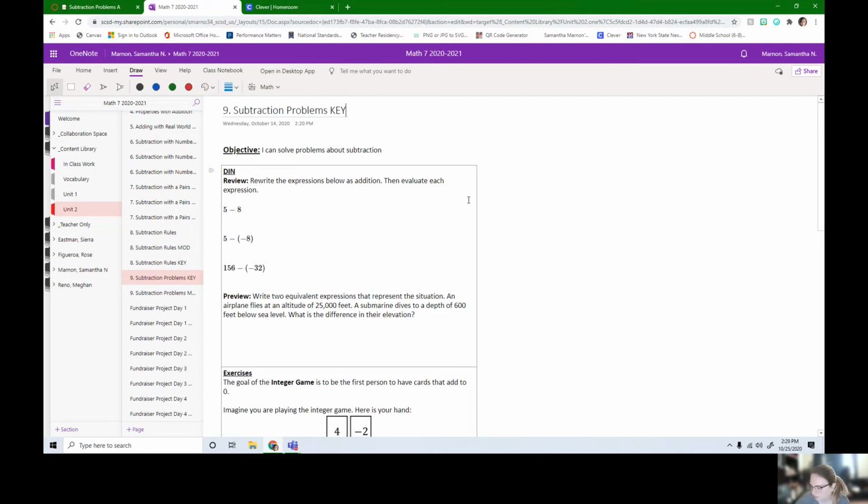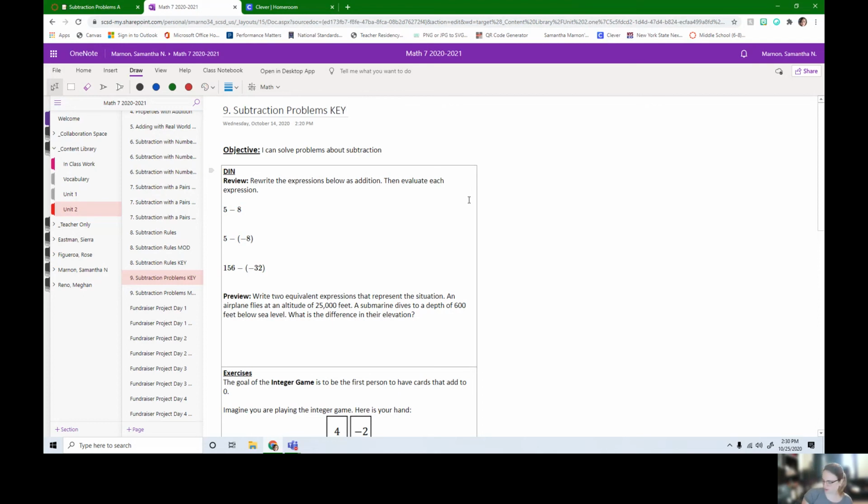So here's our DIN. So we have review, write the expressions below as addition, then evaluate each expression. And then we have a preview, write two equivalent expressions that represent the situation. An airplane flies at an altitude of 25,000 feet. A submarine dives to a depth of 600 feet below sea level. What is their difference in elevation? So you're going to pause the video and complete the DIN.